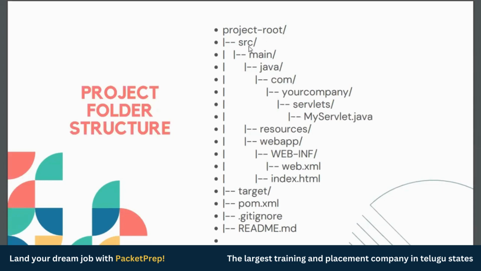In this you will have SRC, which is nothing but the source folder. The source folder contains all the servlet files. These are all the packages, the hierarchy, and there will be my servlet.java, the servlet file which will hold my processing logic. All this will be stored in SRC. Then you will have a resources folder, where you will see webapp and WEB-INF. Here you'll have index.html, or you can have a JSP file.